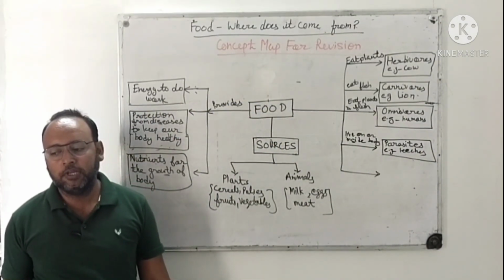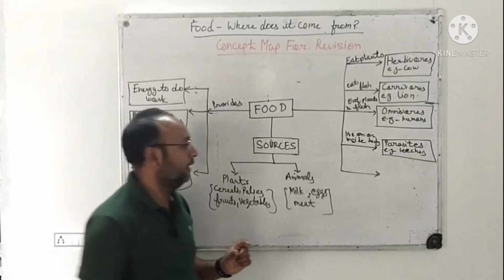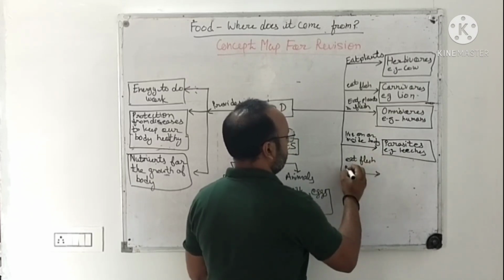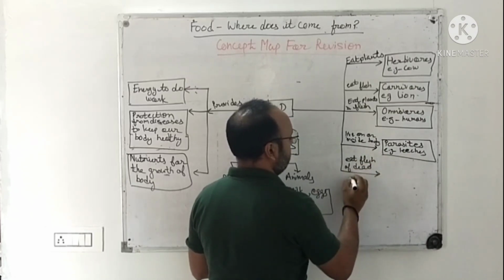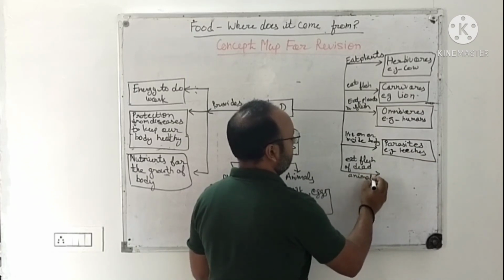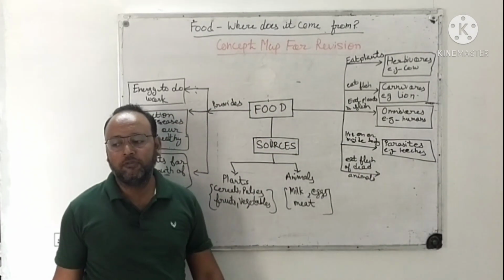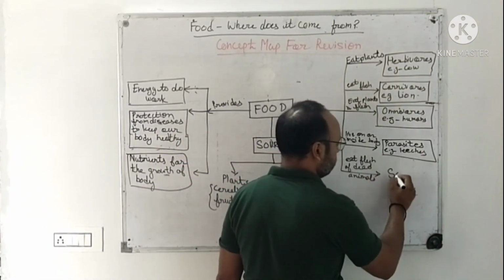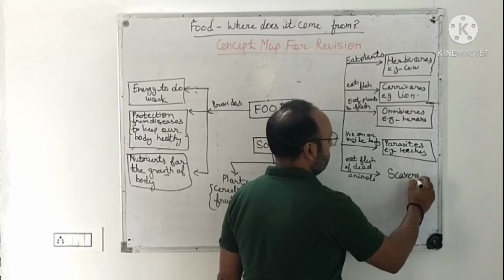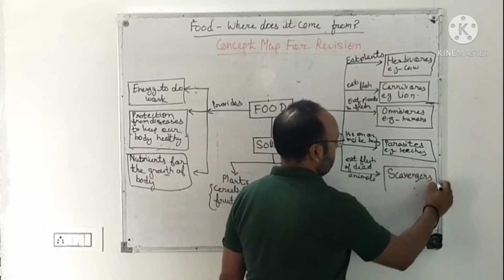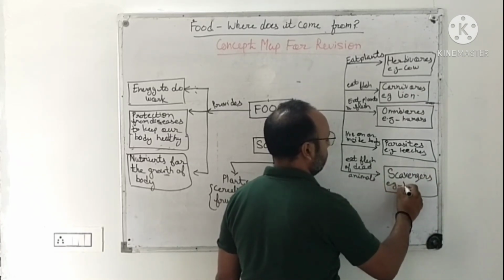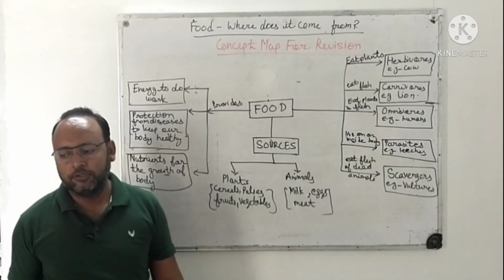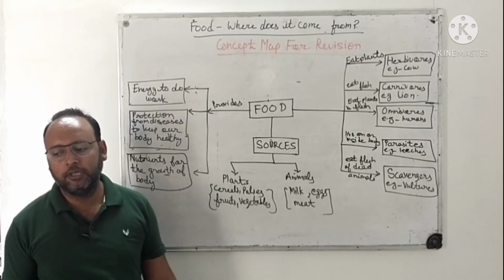Next, those that eat the flesh of dead animals only. You might have seen vultures and jackals. They are called scavengers. Example, vulture. They eat the flesh of dead animals.